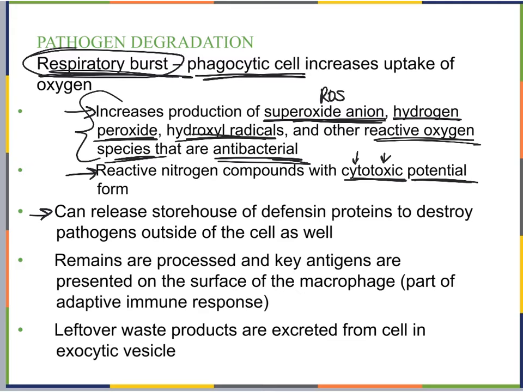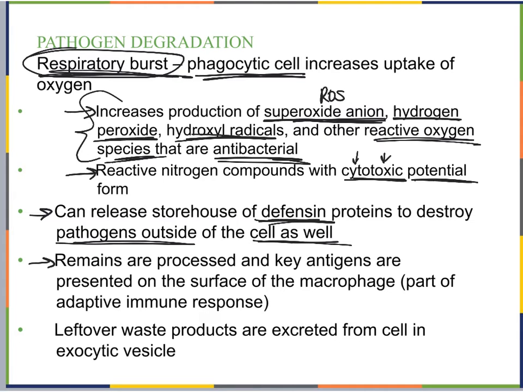It also can release a storehouse of defensins. So remember, defensin proteins are going to destroy pathogens outside of the cell also. So we can release these defensins because if the phagocytic cell is busy right now creating this phagolysosome and trying to break down the pathogen, it can also send out and release these defensin proteins so that it can start to destroy pathogens outside of itself while it's working on gobbling up the pathogen it just grabbed.